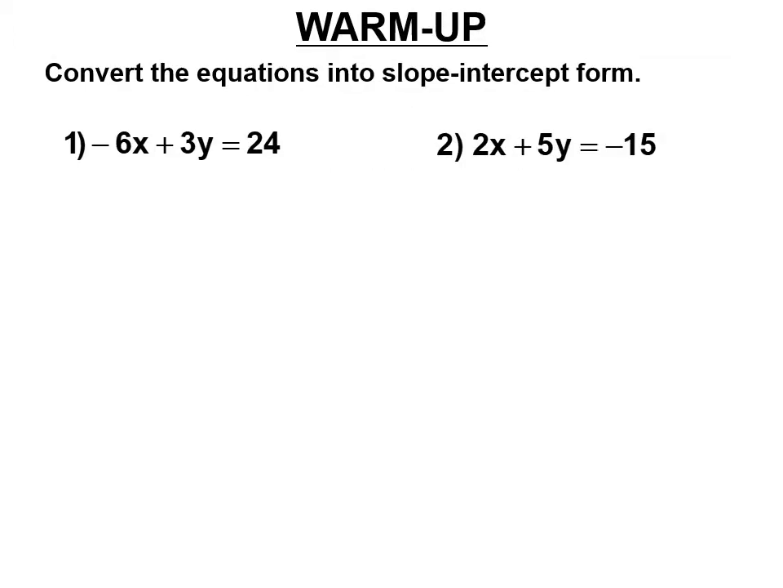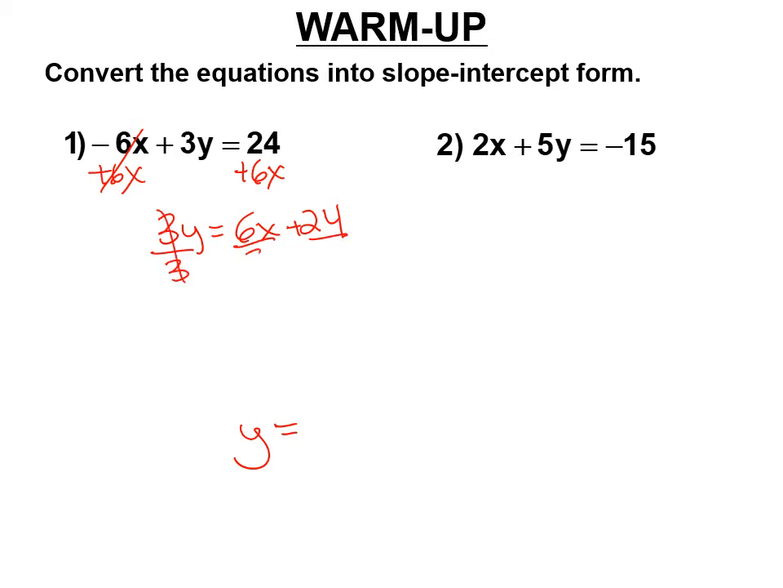All right, so we've already learned how to go from what looks like standard form to slope intercept. So let's do that. Slope intercept is y by itself. So we have negative 6x. You would add 6x to both sides. 3y equals 6x plus 24. Divide both entire sides by 3. Distributive property of division, y equals 2x plus 8.